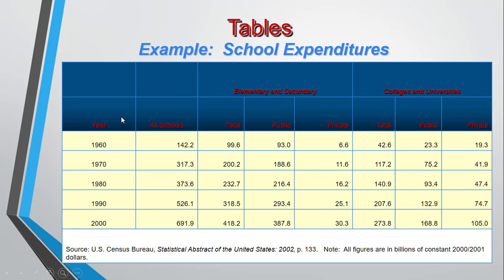School expenditures. You can look at the years, time, down from 1960, every 10 years up to 2000. And you can go across the columns to see the expenditures by type of school. For all schools, the numbers are from the U.S. Census Bureau, and the dollars are in billions of dollars. You can see elementary and secondary schools versus colleges and universities. And then within each, you can see private, public, and total.